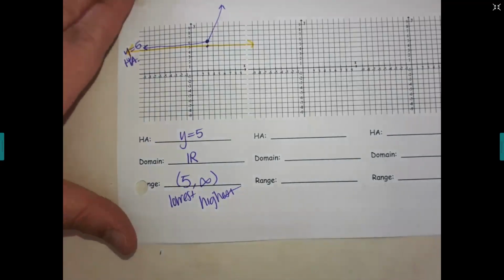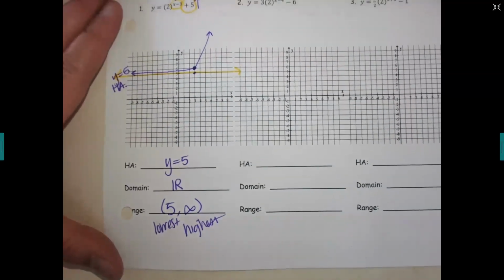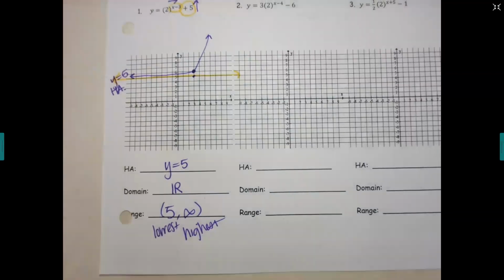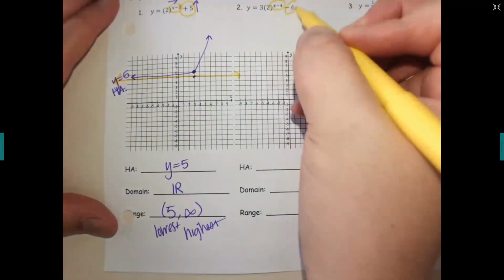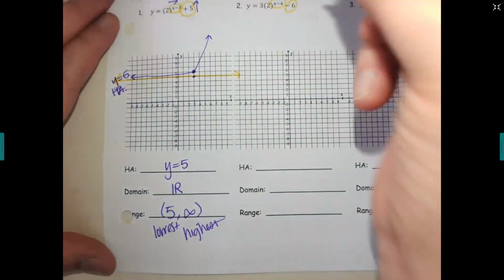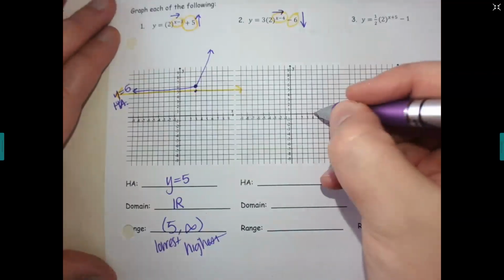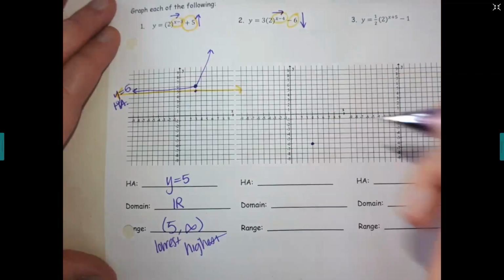Okay, take a look at number 2. What is the shift gonna be on number 2? If I have a -4 up top, left, right, up or down? To the right, and then the -6 would be down 6. So go to the right 4 and down 6. That would be right here.